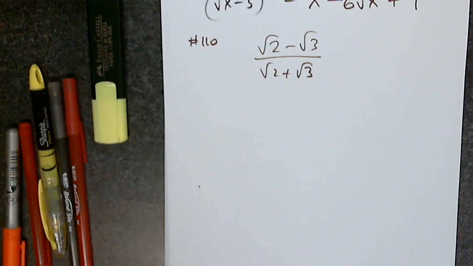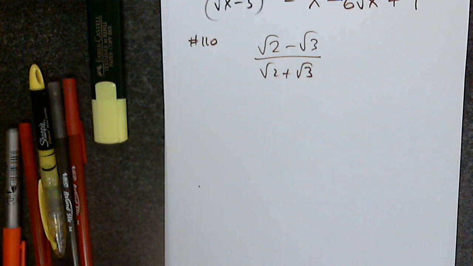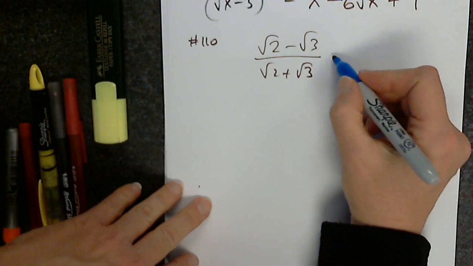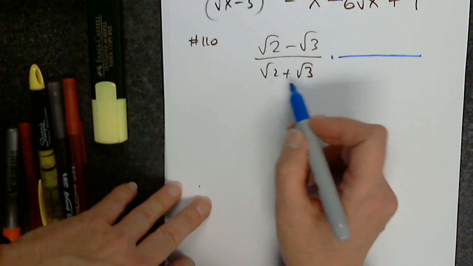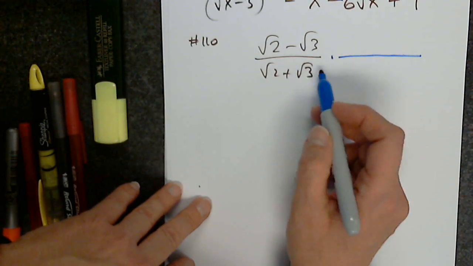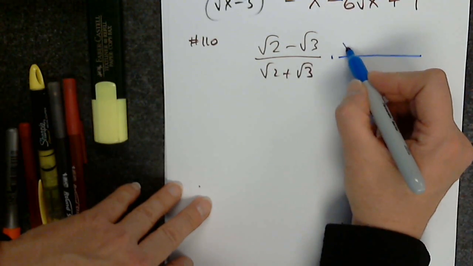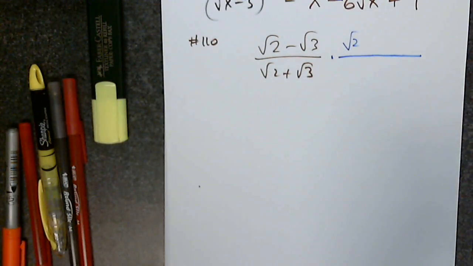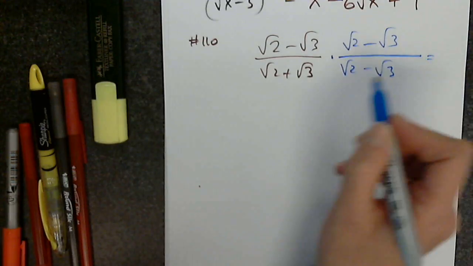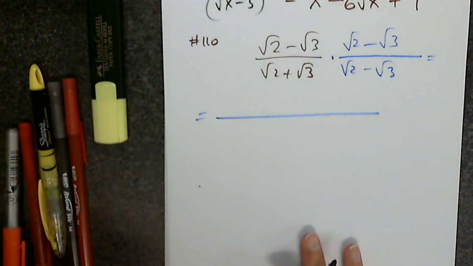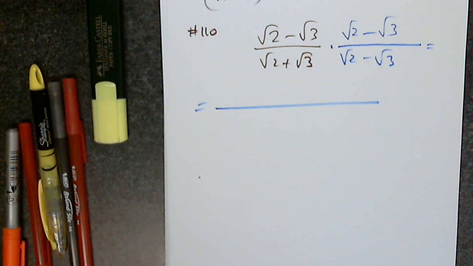In order to rationalize the denominator, we have to do what? So make sure that we are all on the same page. Multiply and divide by the conjugate of the denominator, which is the square root of 2 minus the square root of 3. Let me know when you're ready.